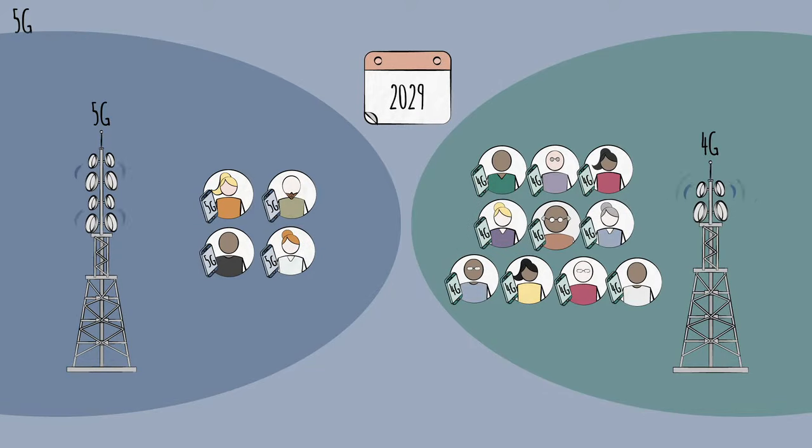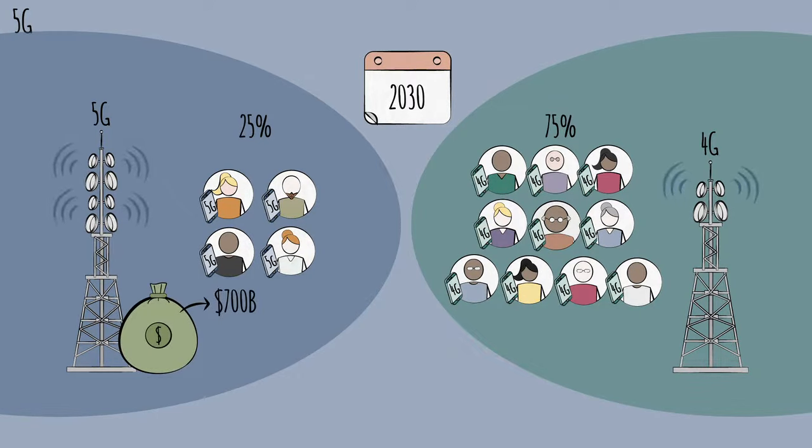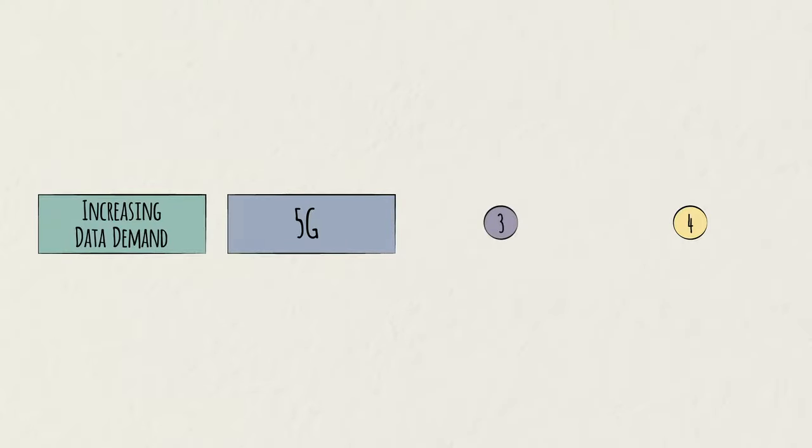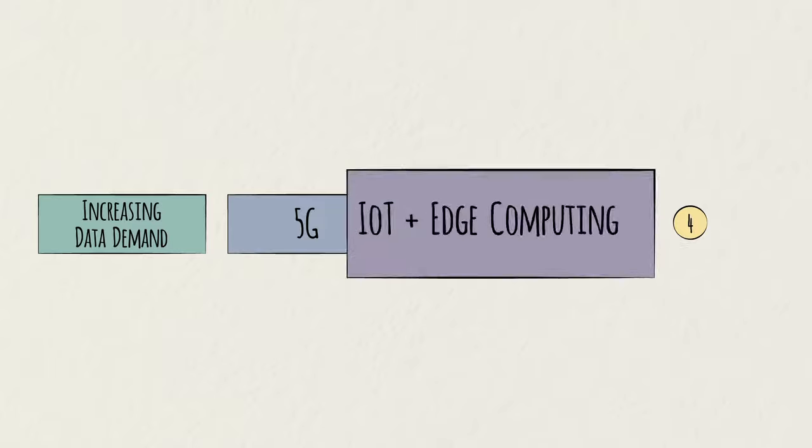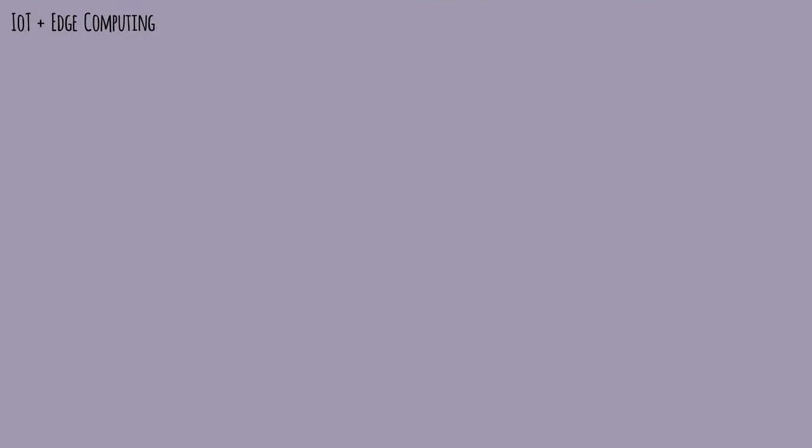Given these barriers, experts estimate that only 25% of the global population will have full high-frequency 5G coverage by 2030. And that will still require over $700 billion in additional investments. However, once the full potential of 5G is operational, it will enable other advanced technologies, like the Internet of Things and edge computing. Let's look at the impact that these two technologies could have.